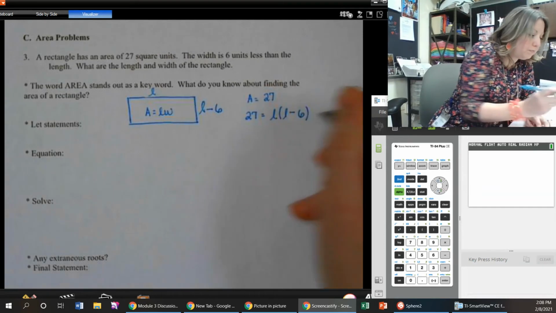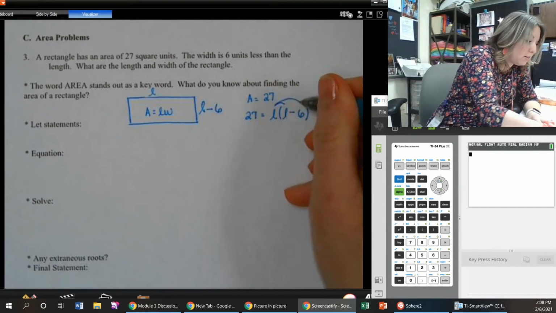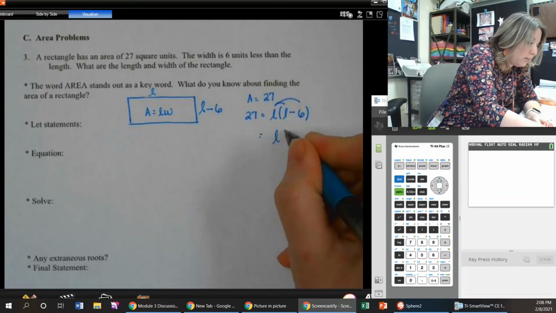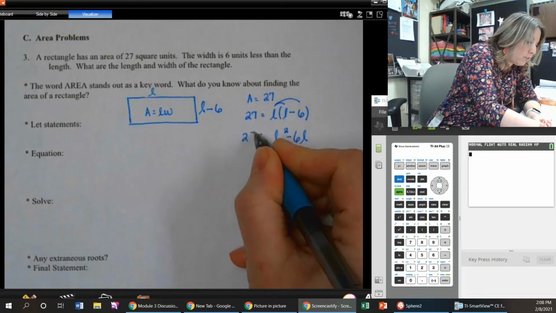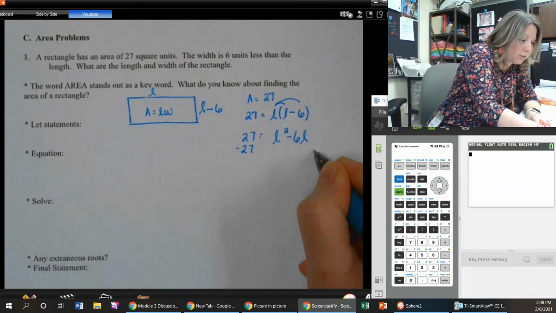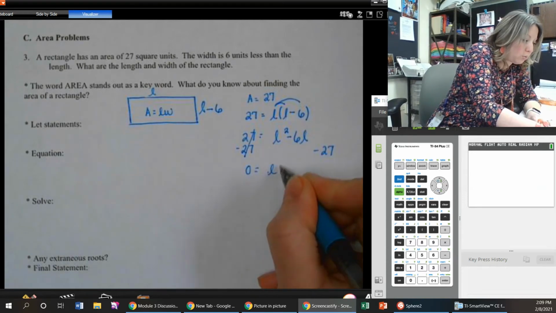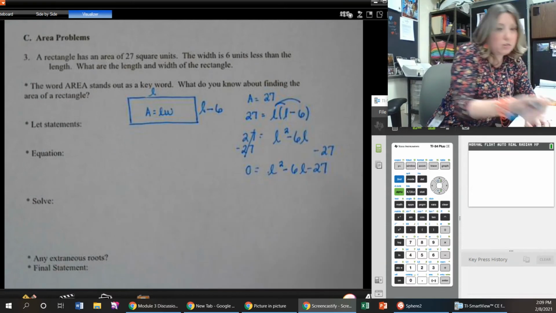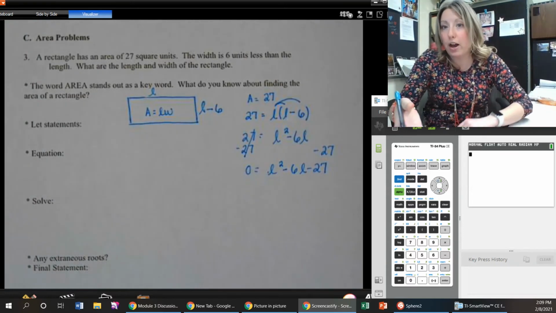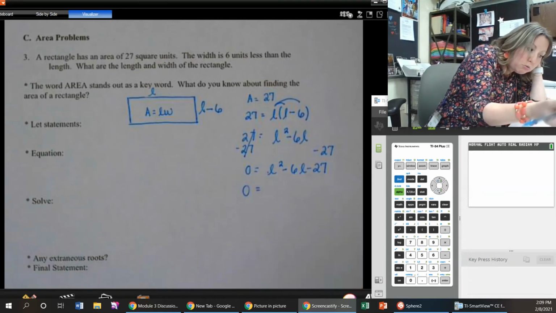And of course, I have to distribute my L. So I get L squared minus 6L. And of course, I've got this 27 over here that needs to be subtracted over to the other side. And I'm going to do things in order. So I've got L squared minus 6L minus 27 at the end. So now I've got my trinomial that's factorable. What are the factors of 27 that are going to subtract to give me 6?